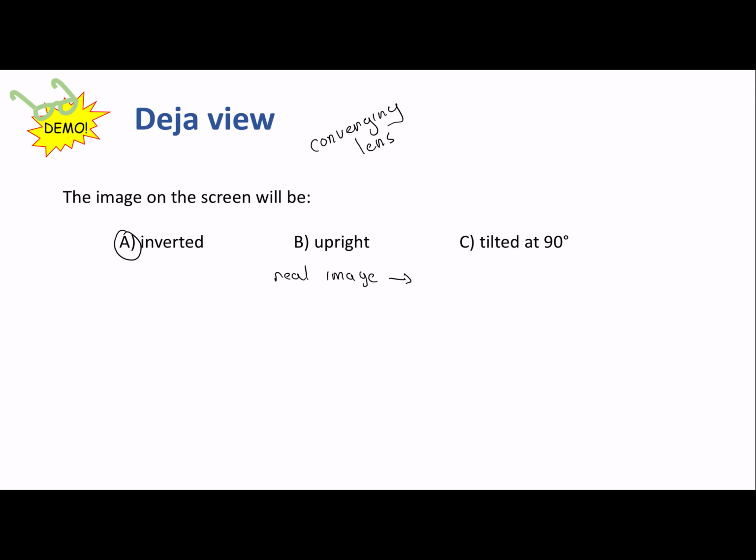And like I said last time, all real images are inverted. That's a one-to-one correlation. All real images are inverted, all virtual images are upright. Just happens to work that way. So if you project an image on a screen through a converging lens, you will have an inverted image.